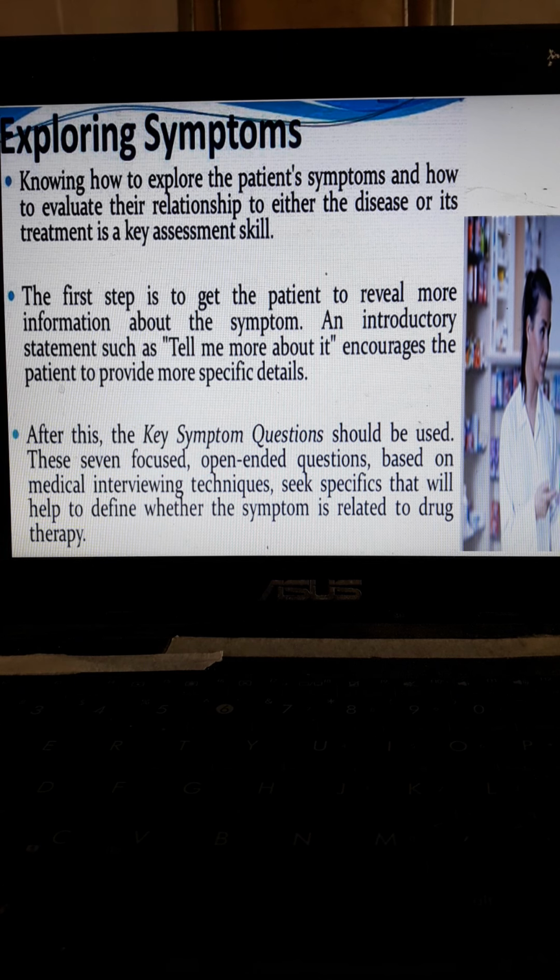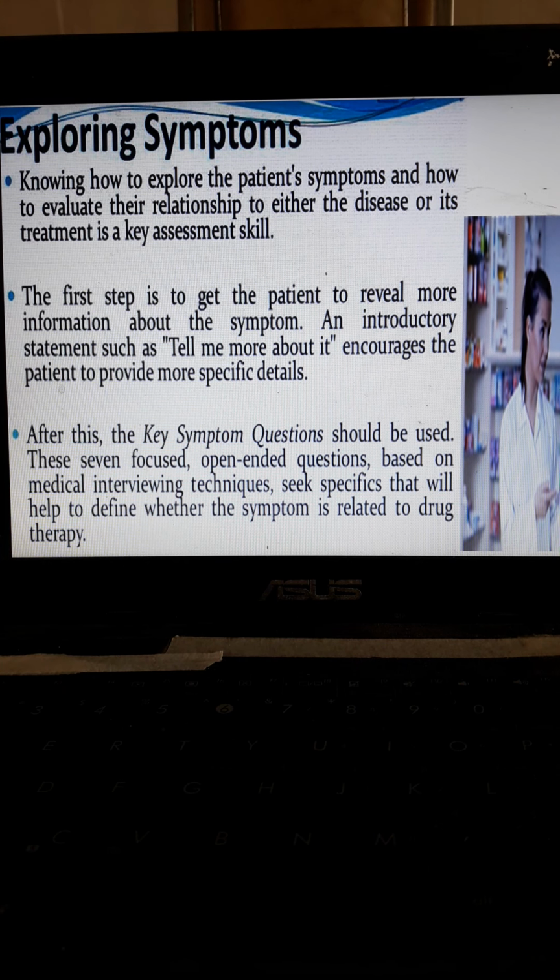So this is an introductory statement: "Tell me about it." It encourages the patients to provide more specific details of the symptoms. For example, you're suffering from arthritis. So what are the symptoms? What are your feelings right now? How do you feel right now? If the patient responds, "I feel body pain," there is what we call muscle pain there, or joint pain. So it tells more about the conditions of the patients.